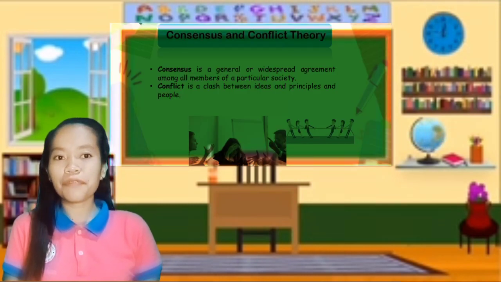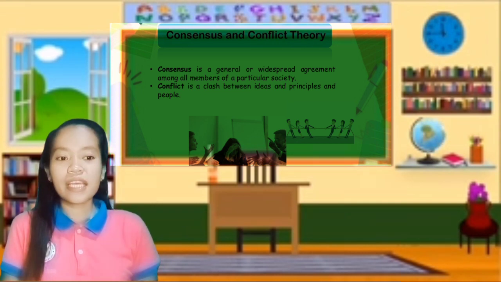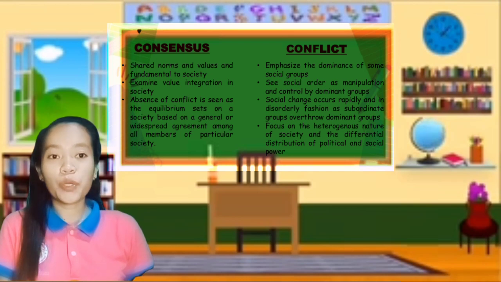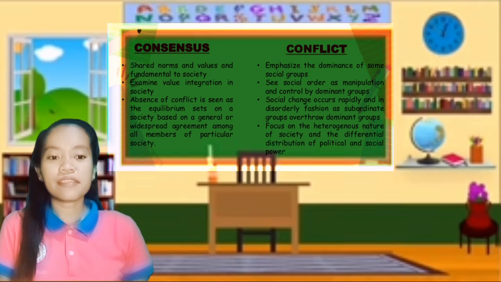So first, we will define what consensus and conflict are. Consensus is a general or widespread agreement among all members of a particular society, while conflict is a clash between ideas, principles, and people. Consensus: shared norms and values are fundamental to society. Examine value integration in society.